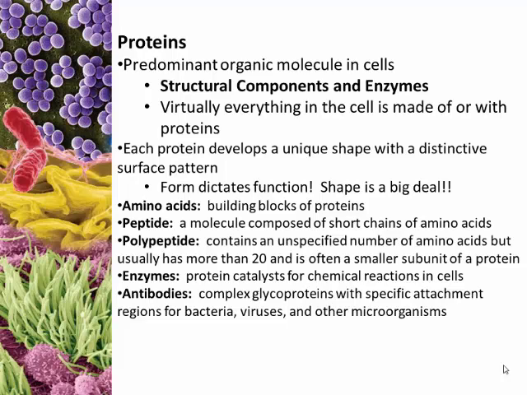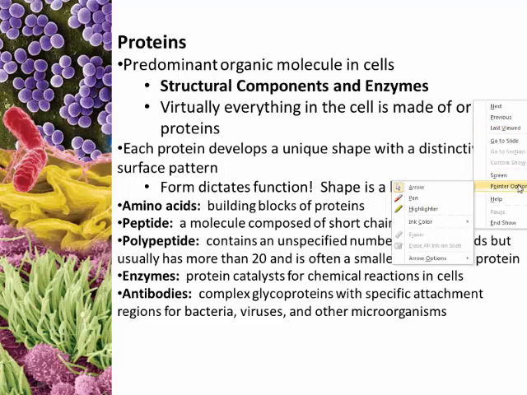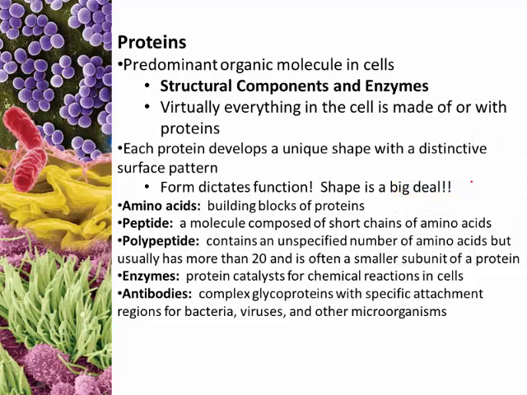Okay, so chapter 6 and 1.3, part 2. We're going to start with proteins. Now, proteins are extremely important. This is the predominant organic molecule that you find in cells. In other words, after the water, which is the majority of the makeup of the cell, proteins are next.